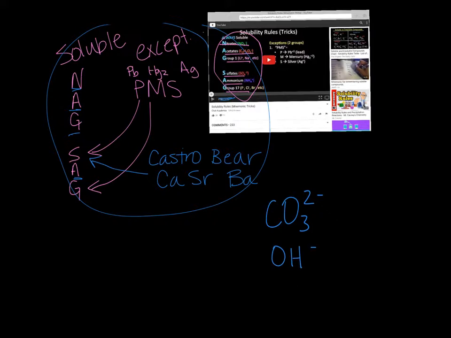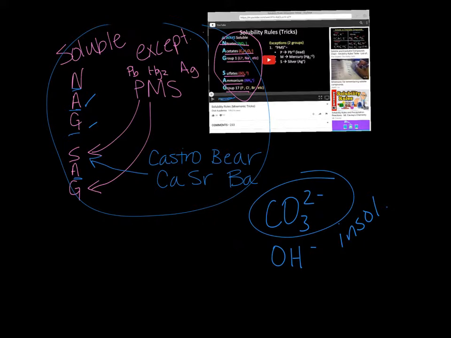hydroxides, which tend to be insoluble except when they have ammonium, right? So we have our ammonium rule, which already trumps it, okay? And your alkali metal, your group 1. So that one takes care of your carbonates, all right? So that one's pretty easy. But other than that, all your other carbonates are gonna be insoluble.